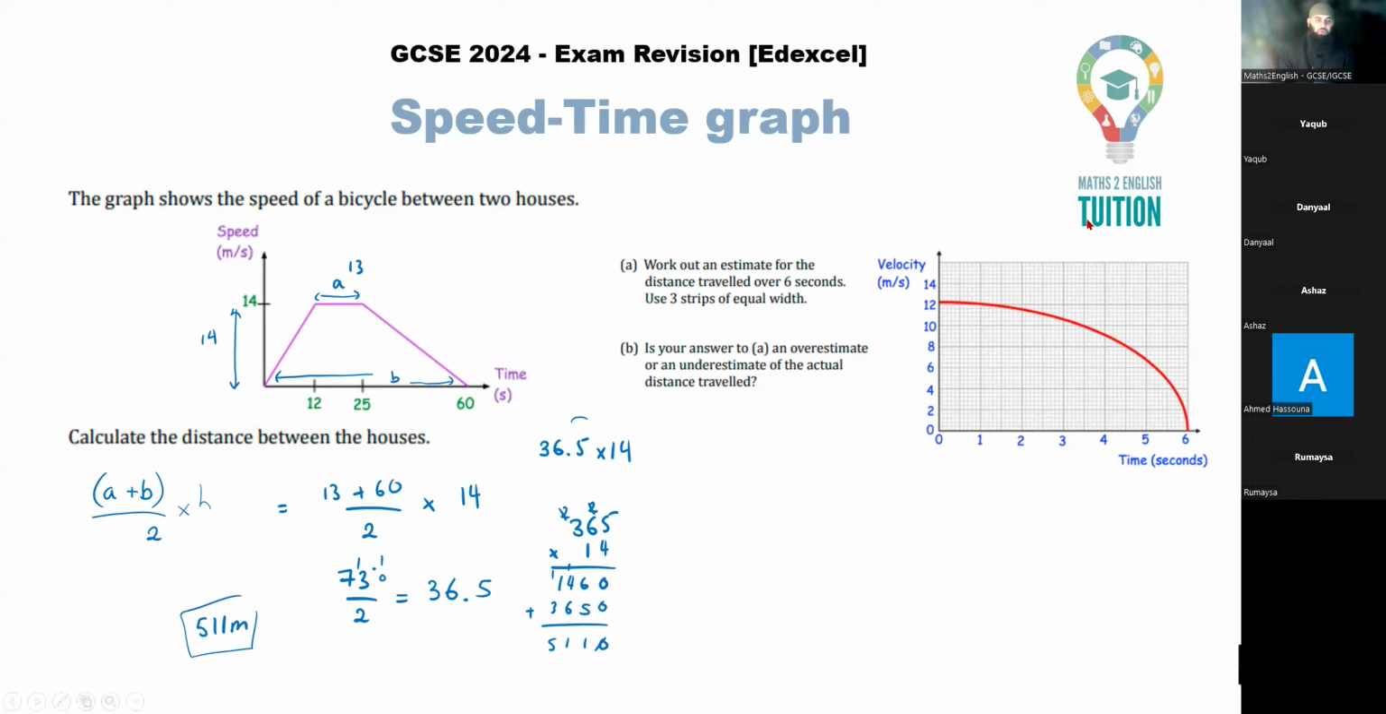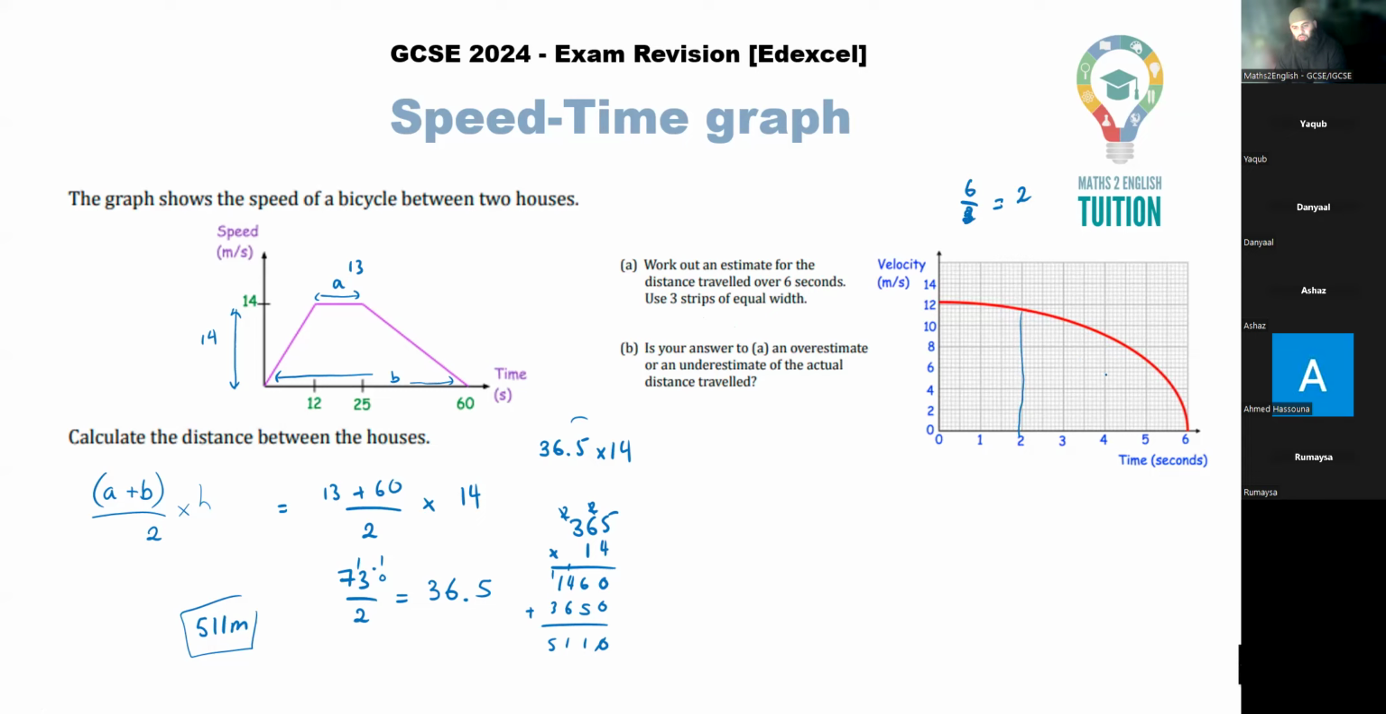Okay, next question. It says work out an estimate for the distance travelled over 6 seconds. This time we have a speed-time graph that is a curved graph, using 3 equal strips. 3 equal strips means 6 divided by 3, which gives us 2. So every 2 seconds we have to make it into a sort of trapezium. So that's the first one, and that is 1, 2, 3.